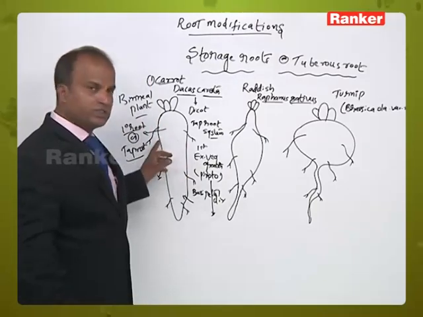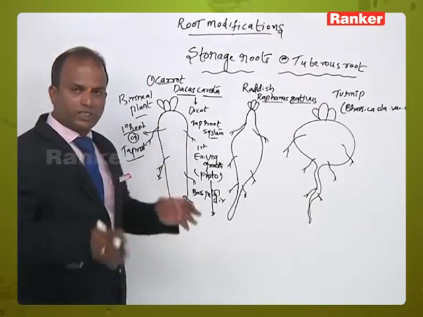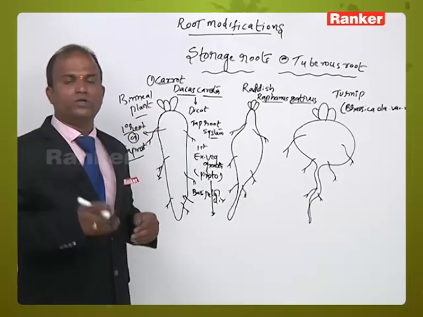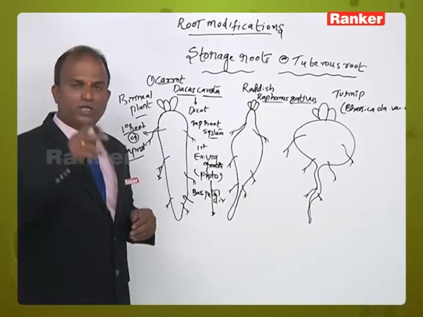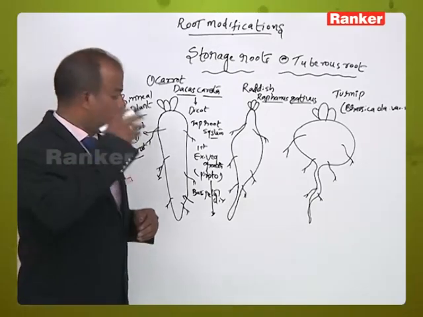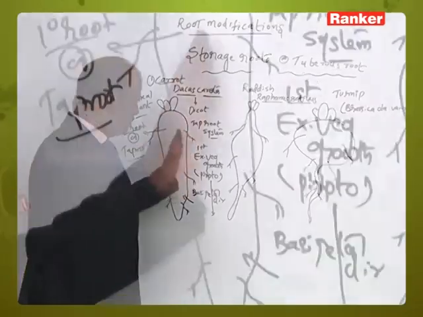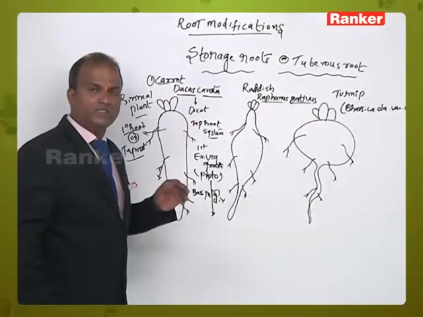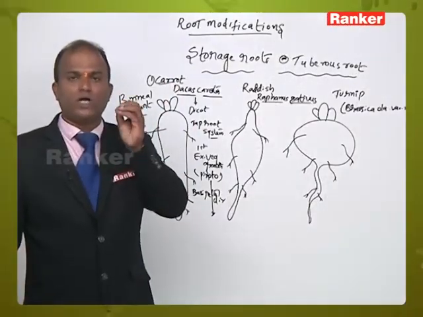And what happens to these lateral roots, rootlets and root hairs? Are they also helping in storage? No. Why? Because they play an important role in their own function, that is nothing but absorption of water and minerals. And if this root crop is harvested during the second year, what happens?